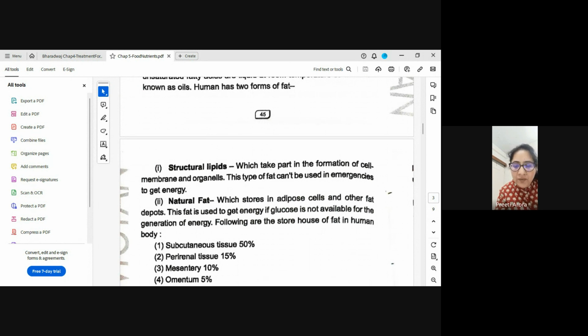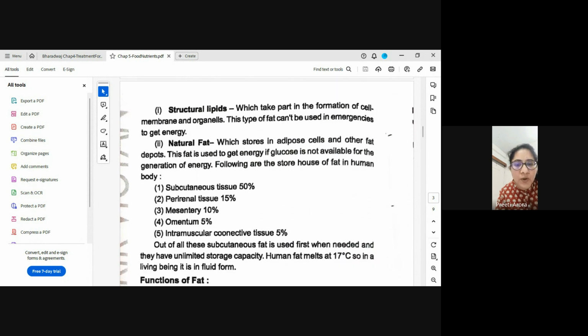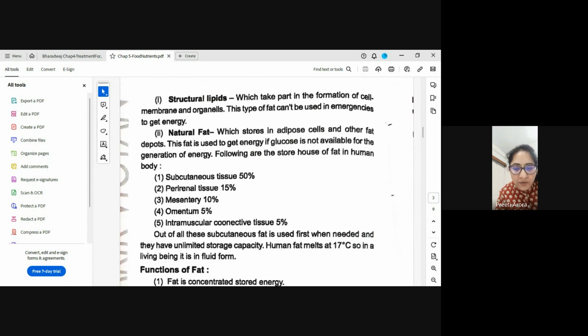Secondly, we come to the natural fat. Natural fat is that fat that gives you energy if glucose is not available for the generation of energy. Supposing you have eaten such a diet that you don't have protein sources in your body, and your liver cannot break down glucose to give you that energy. So in the absence of the glycogen that you have in the liver, what will give you energy in the body? It is this natural fat that is stored in the storehouses of the body. This is going to give you energy in those emergency situations where you don't have the glycogen found in the liver.